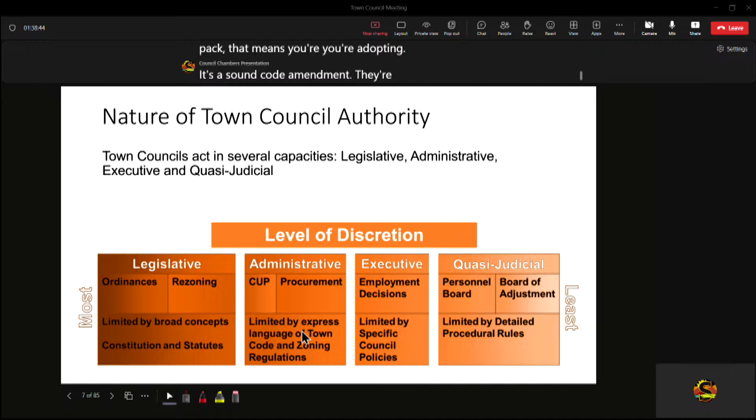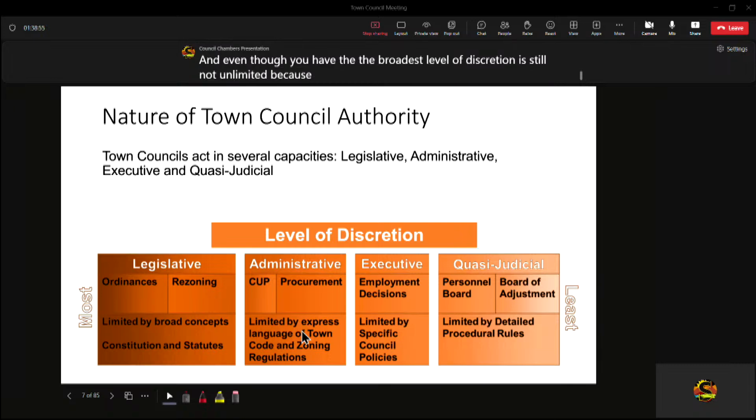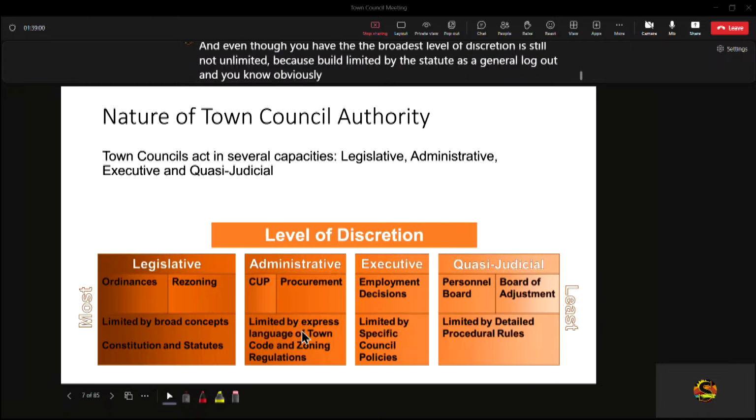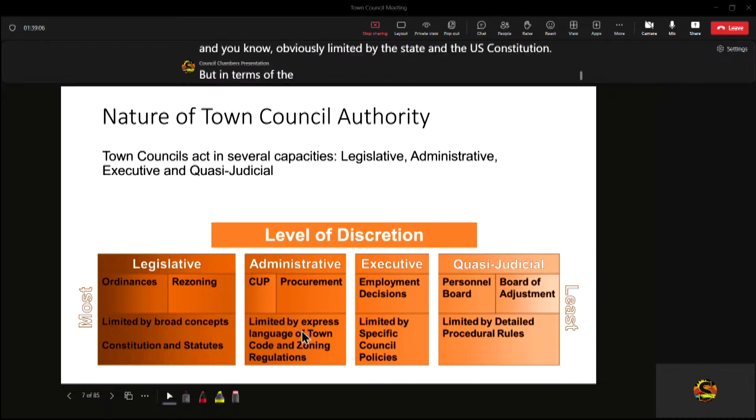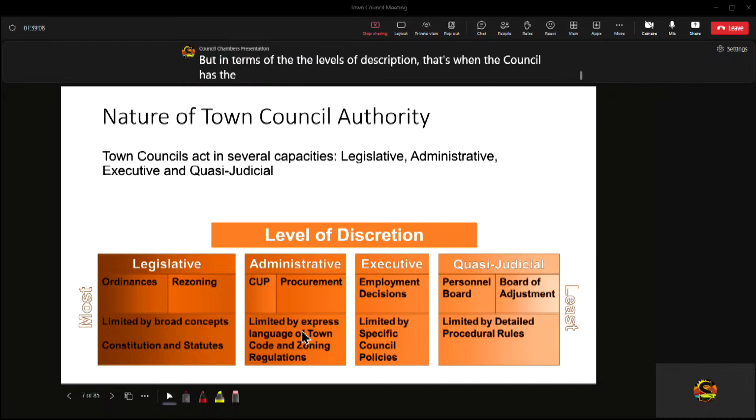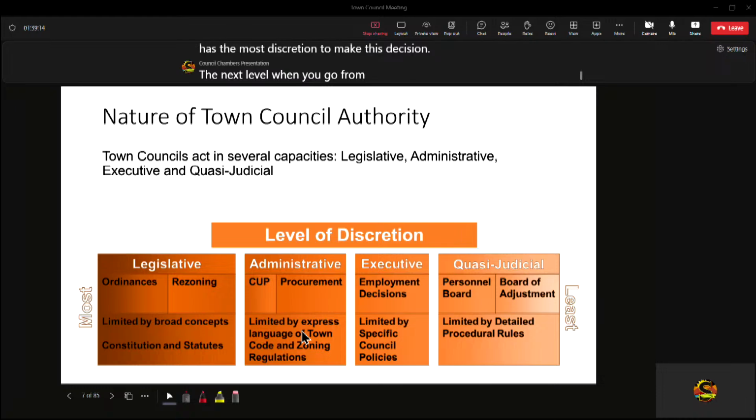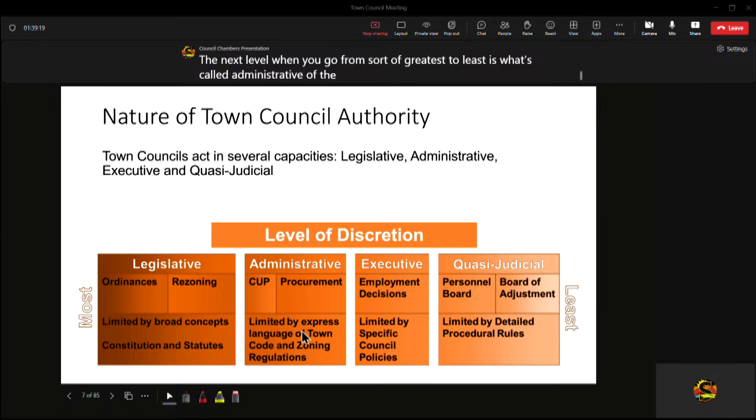You're looking at a rezoning of property, and so even though you have the broadest level of discretion, it's still not unlimited. You're still limited by state statute as a general law town. You're obviously limited by the state and U.S. constitutions, but in terms of the levels of discretion, that's when the council has the most discretion to make its decisions. The next level, when you go from sort of greatest to least, is what's called administrative decision making, and that's where a use permit in Sahuarita falls in.